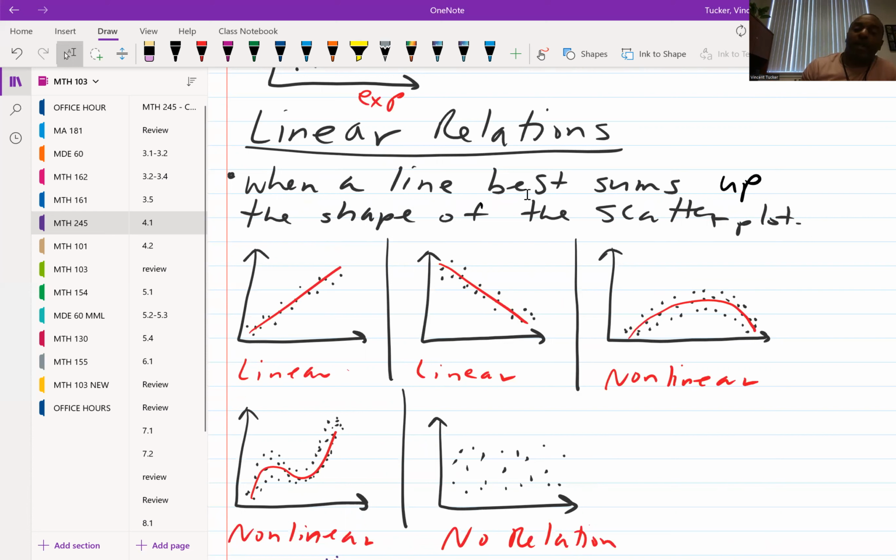Of course, you wouldn't do it by hand. You would use MATLAB or whatever app or website. But when a line best sums up the shape of the scatter plot, it's considered linear. So you see our first two examples are linear. In the second two examples, we do see a pattern, we do see a shape, but they're considered nonlinear. It's not a straight line. And then our last one is no relation at all.